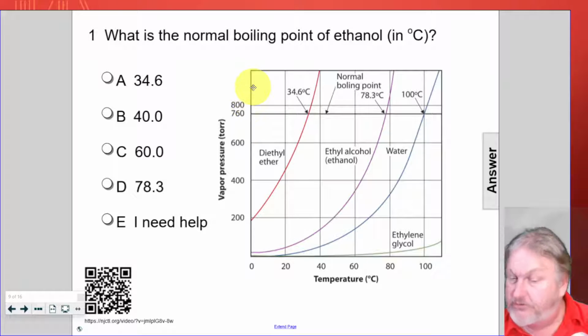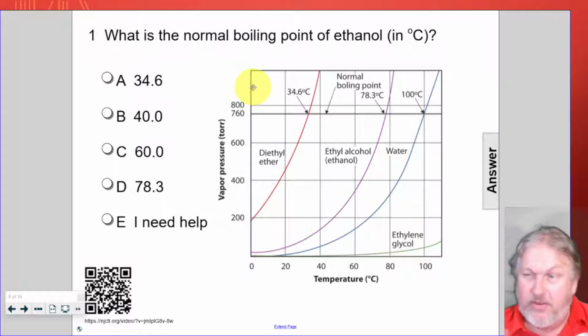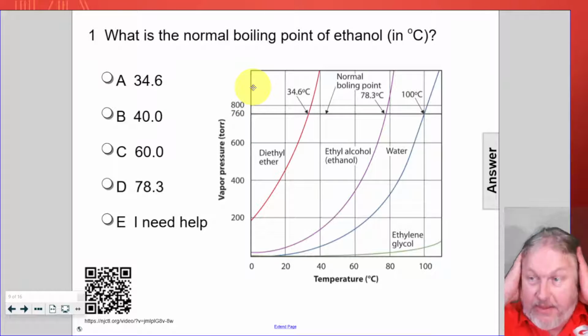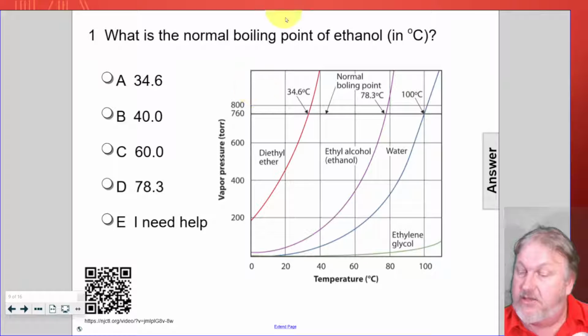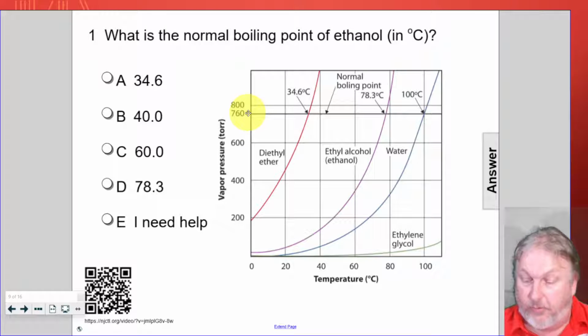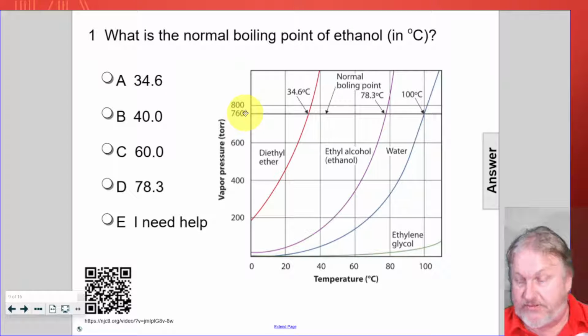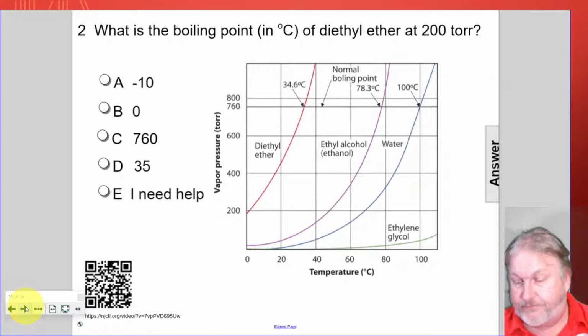All right. So this is what you need to know for any type of testable material, and they have seen these on ACT. So what is the normal boiling point of ethanol? Well, I'm looking at my normal atmospheric pressure, 760. Ethanol is right there, so it would be 78.3. That would be D. Not too hard. Know how to read these graphs.